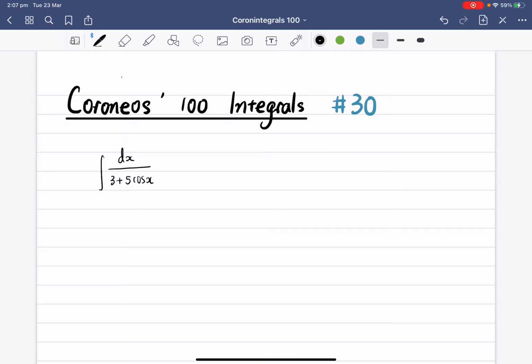Okay, Coroneos 100 integrals number 30. This question is really similar to the one we just did before. It was question number 29. For question 29, this number here was 5 and the number here was 3. So they just simply switch these two numbers around.